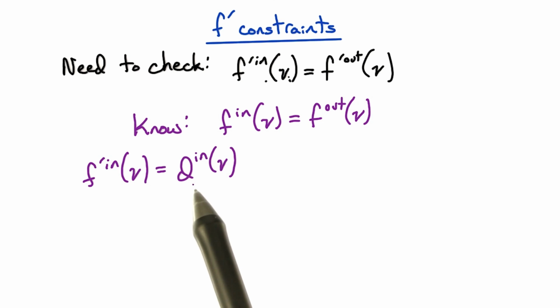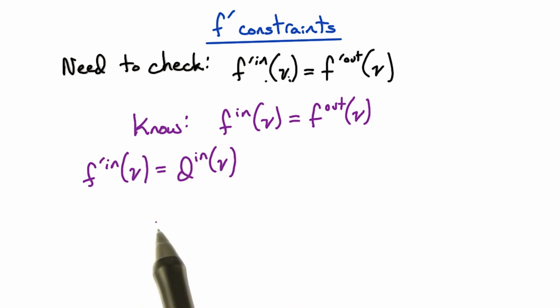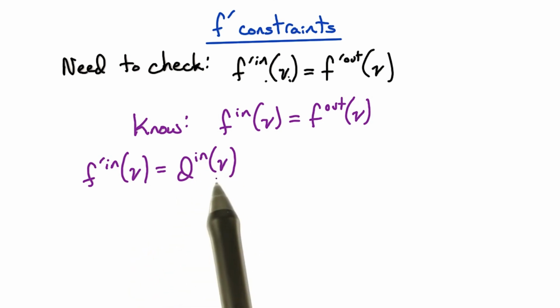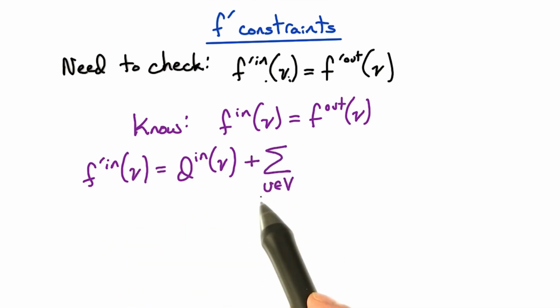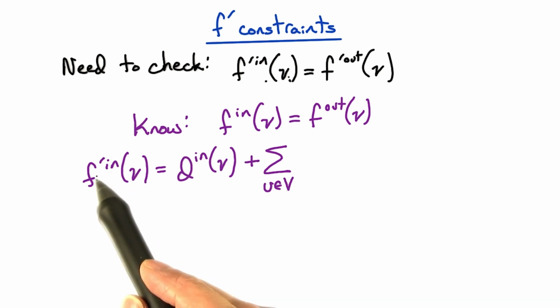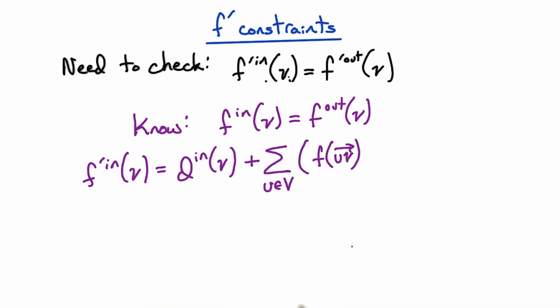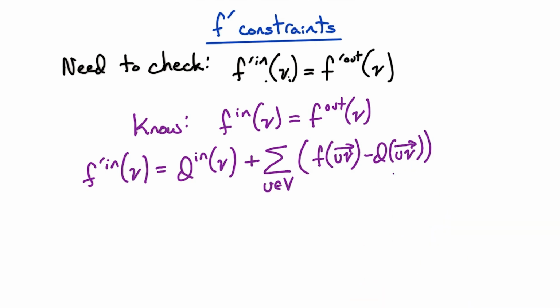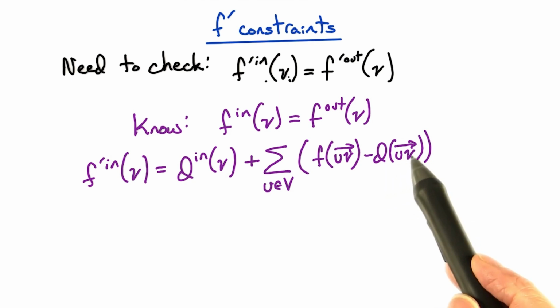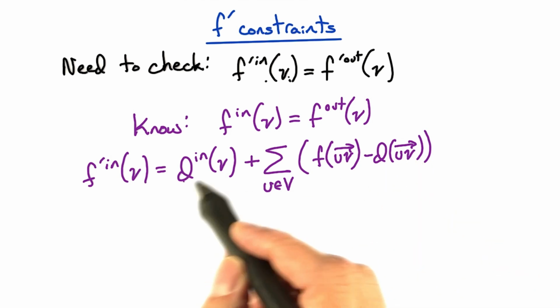We set that equal to the demand into the vertex V. So this is the flow from S prime. Now for every other edge, the flow from that vertex U to V in F prime is defined to be the flow in F minus the demand along this edge. As before, this sum over U of this demand into V is the same as this quantity.